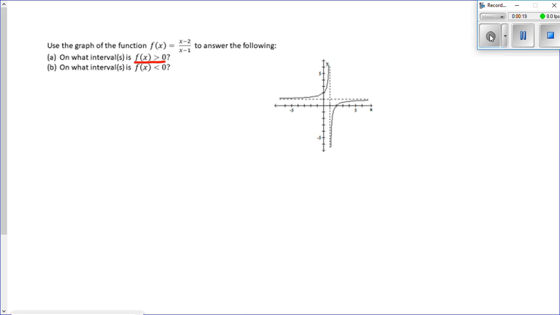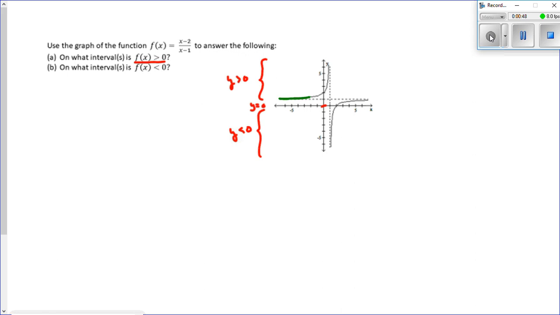Now, y is equal to 0 on the x-axis, right? This is all the points where the y is equal to 0. So the y values will be positive above the x-axis, and the y values will be negative below the x-axis. So let's find the x values where points on the graph are above the x-axis.